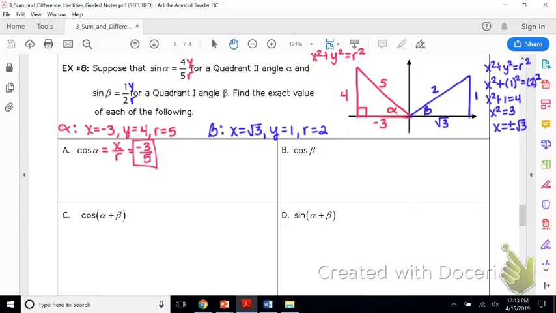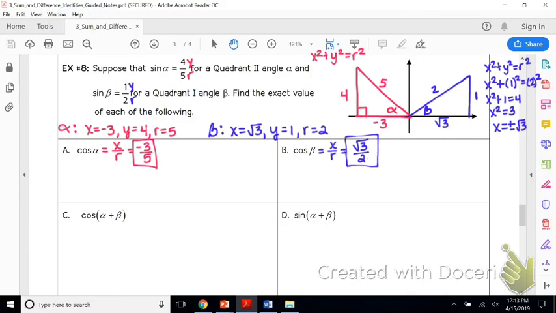All right, so what about cosine of beta? Cosine is still x over r. So the square root of 3 over 2. I really hope these don't get any harder.